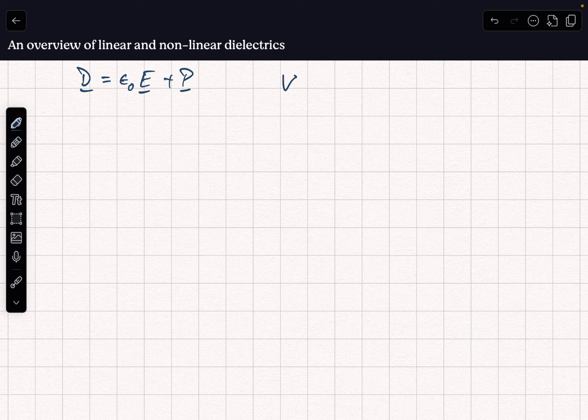And remember that we can then also go on and say that the divergence of D is equal to rho E, where rho E is the external charge. That charge has been added to the dielectric, nothing to do with the polarization.